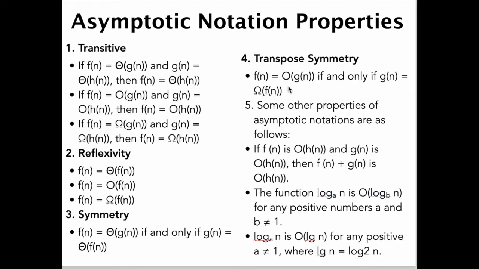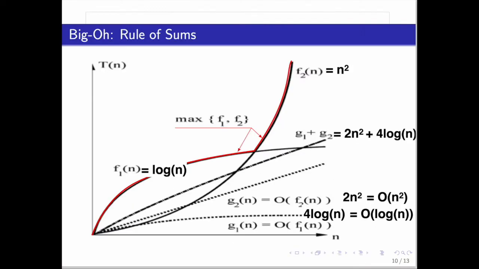Bounded above, tapos bounded below yung isa. And some important properties that involves logarithms and the rule of sums. Let's give some example for the rule of sums. So suppose we have g sub 1 and g sub 2 as the total running time of your algorithm.